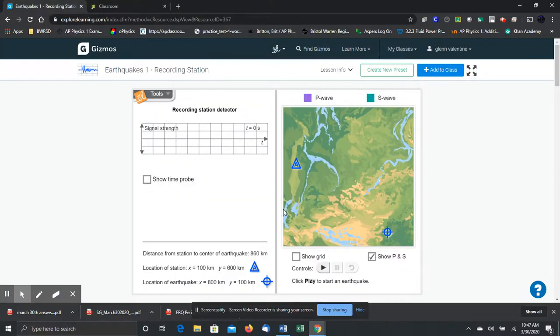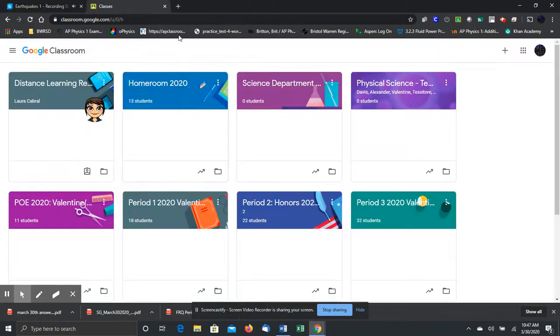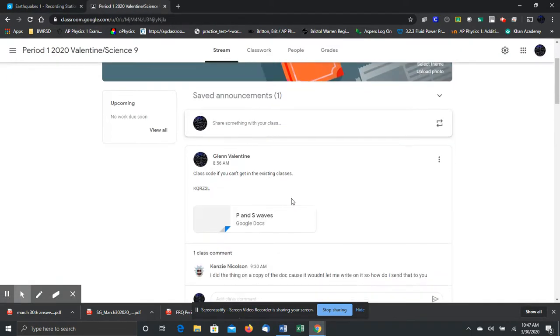I'm going to give you quick directions on what to do if you had any issues during class. So one is that you need to set this so that it shows all the data on the graph here. Second is you need to show grid, right? And then when you go to Google Classroom, you're going to have an assignment on here, which is the template for the actual lab itself.